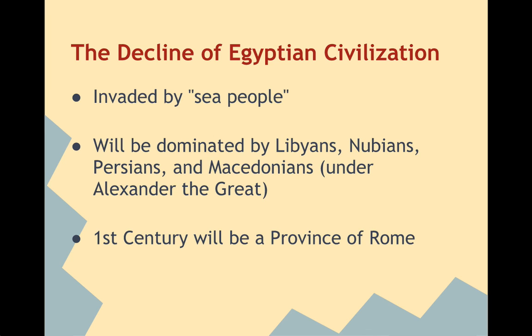Later, Egypt will be dominated by several groups of people. The Libyans, the Nubians, the Persians, and finally the Macedonians under Alexander the Great, which you will learn about another day. He's a great man, haha. And later in the 1st century, Egypt will become a province. Province was like a state of Rome, so they'll belong to Rome later.